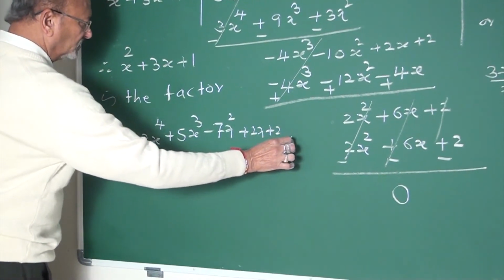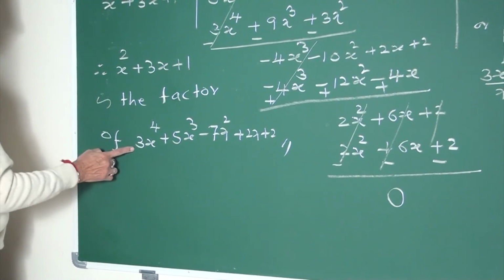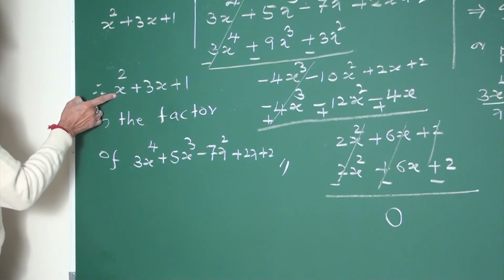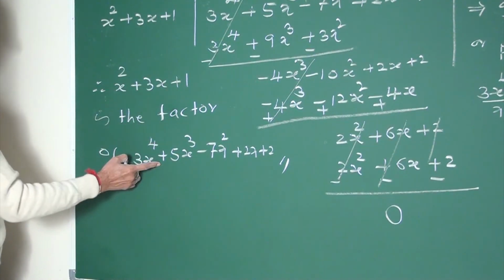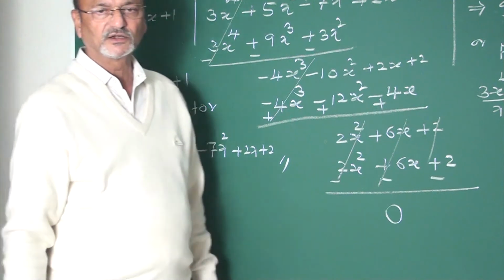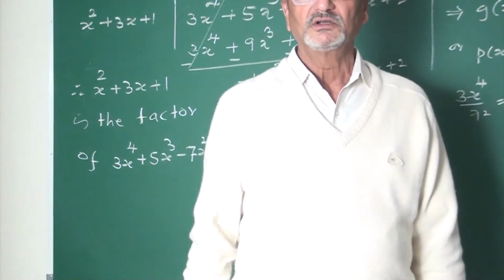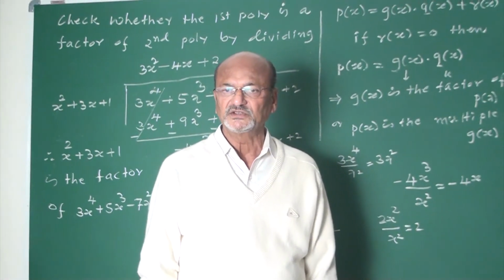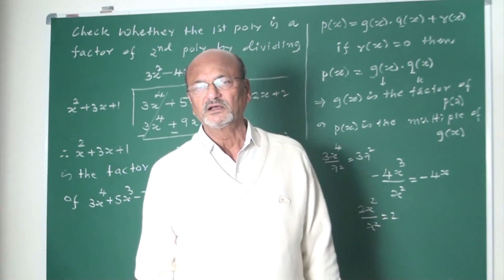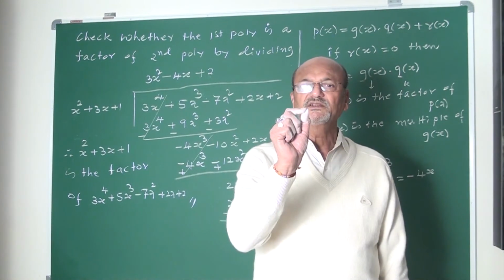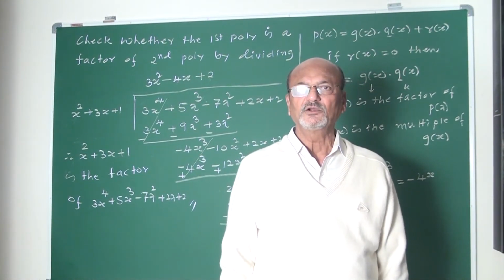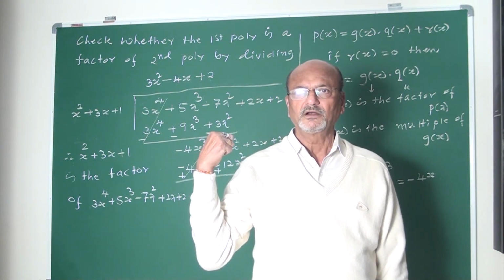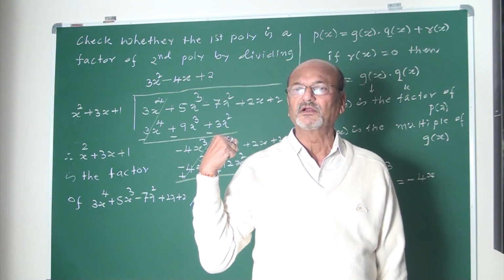Yes, my friends. If you denote this by gx and px, that avoids writing this lengthy expression. In that case, we conclude gx is the factor of px. If you denote dividend by px, divisor by gx, it becomes simple. I hope it is clear. To show that one is the factor of the other, dividing, you must get remainder 0.